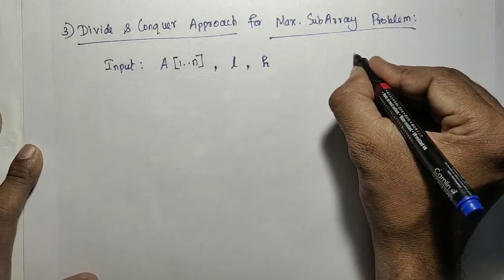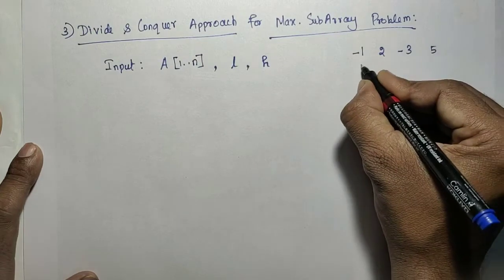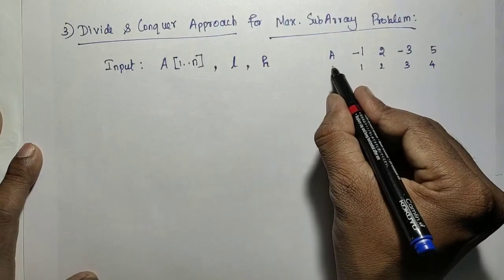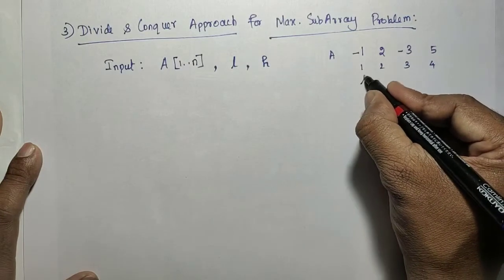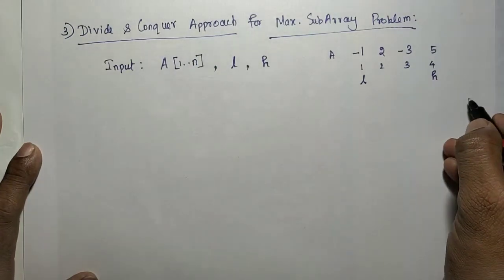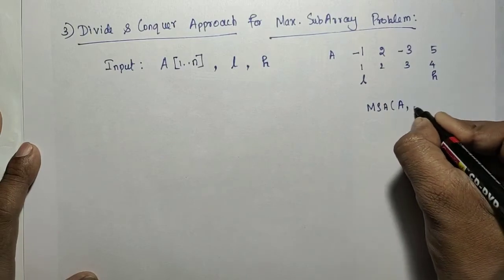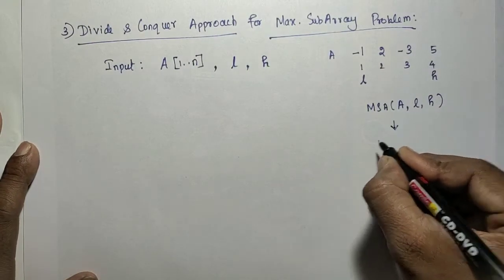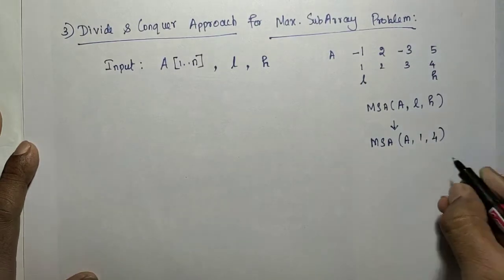For example, -1 2 -3 5, there are indices 1, 2, 3 and 4, and this is the array A. So the input here is this entire array with low and high. I need to pass the first index as L and the last index as H. This also has to be explicitly passed. So we will call maximum subarray of A comma L comma H. Like that we have to call. For this example, I need to call maximum subarray of A comma 1 comma 4.